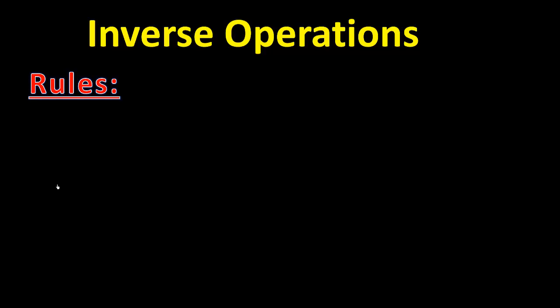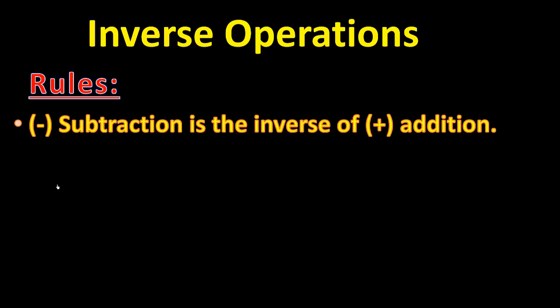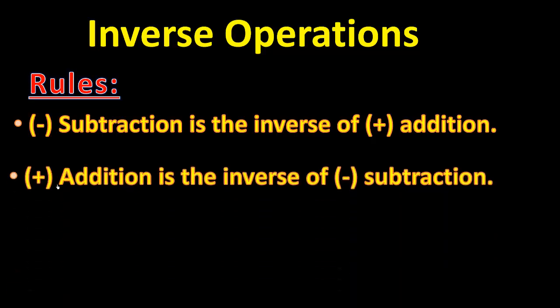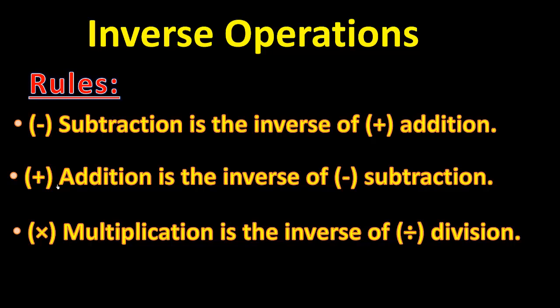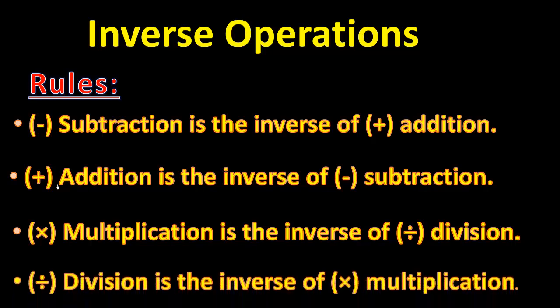Now, you might be thinking, what the heck are these inverse operations? Why do we use them? We use them to undo any operation, which comes in useful. So I'll tell you a few rules of inverse operations. Subtraction is the inverse operation of addition. Addition is the inverse operation of subtraction. Multiplication is the inverse operation of division, and division is the inverse of multiplication. So from this we see that there are two types of pairs of inverse operations. The first one is subtraction and addition, and the second one is multiplication and division.